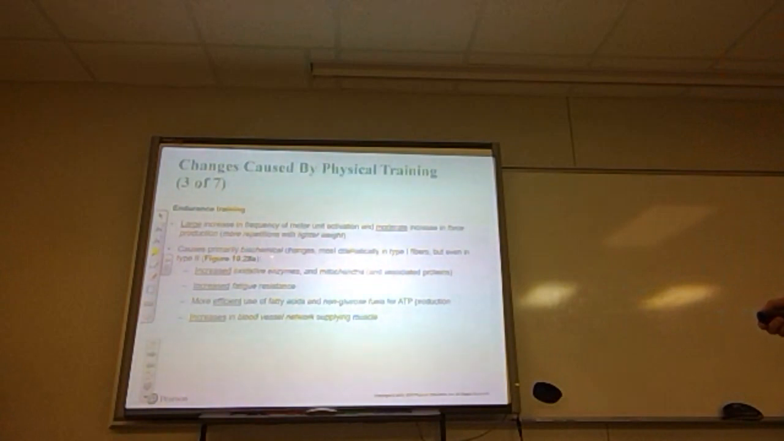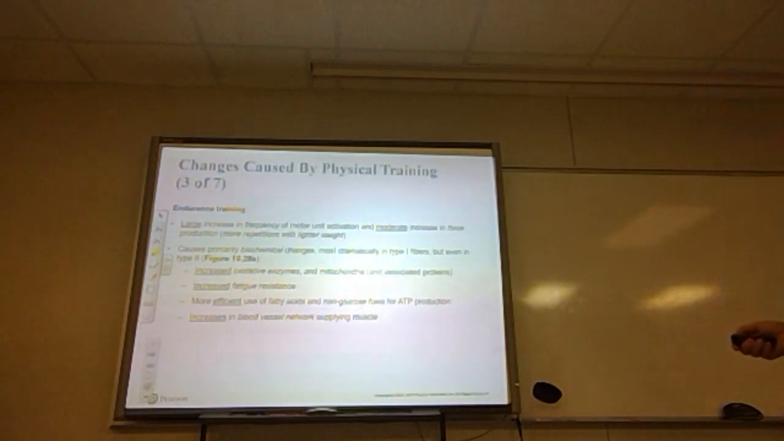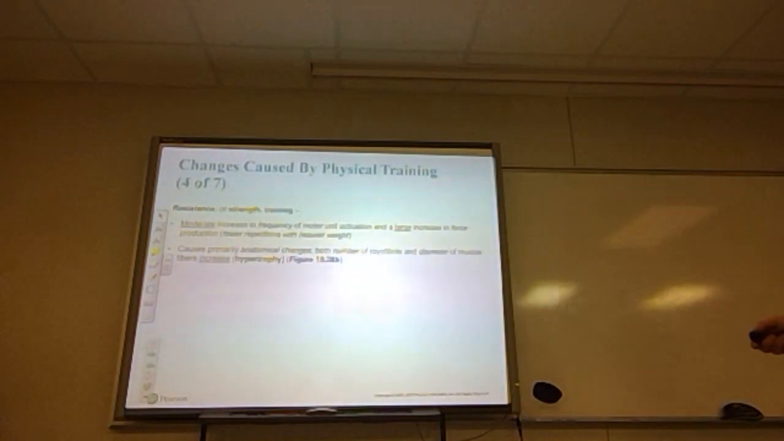It causes primarily biochemical changes, most dramatically in type 1 fibers, but it does make changes in the type 2. It increases the oxidative enzymes and mitochondria and their associated proteins. It increases fatigue resistance, makes the muscle more efficient using fatty acids and non-glucose fuels for ATP production, and it increases the blood vessel network supplying the muscles. So all of these things are brought about by more repetition, lighter weight.